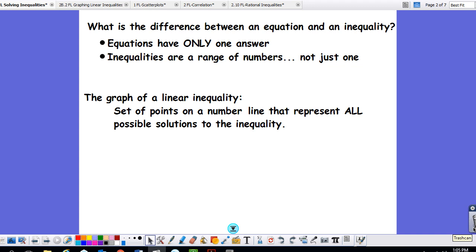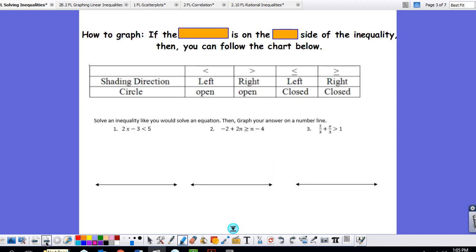So when we graph a linear inequality, usually we have a number line, and we have something like x is greater than 1. So we have 1 on the number line, place an open circle, and an arrow to the right side, which is all the numbers greater. And so all the numbers in this area represent all the solutions, all the values that are greater than 1, right?